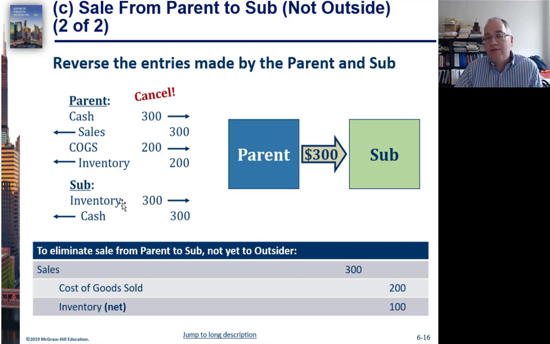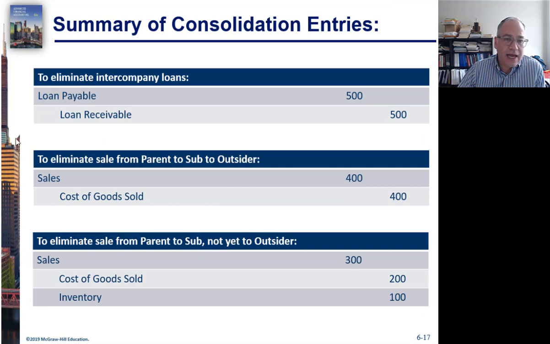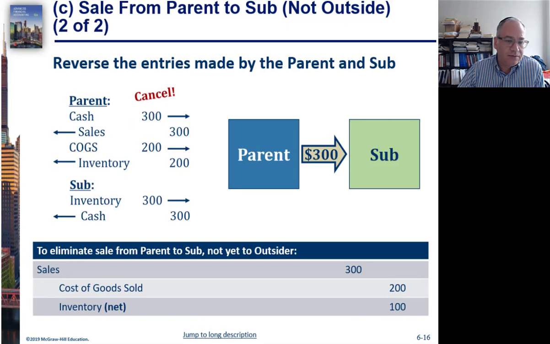And now the sub is stuck with inventory on their books for $300, which didn't really cost $300, it cost $200. So I'm going to debit sales for $300 because this isn't a real sale. I'm going to credit cost of goods sold for $200 because I haven't sold the goods yet, even though the sub has recorded $200 cost of goods sold. And the difference, the credit of $100, is going to go to inventory, which makes perfect sense because the inventory is on the books of the sub for $300 and it really only costs $200. So I have to credit the inventory for the difference. And again, these are summaries of everything that we just saw.